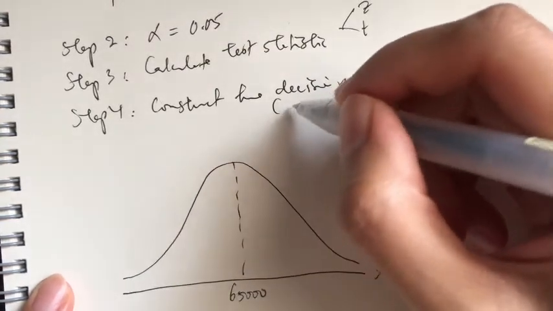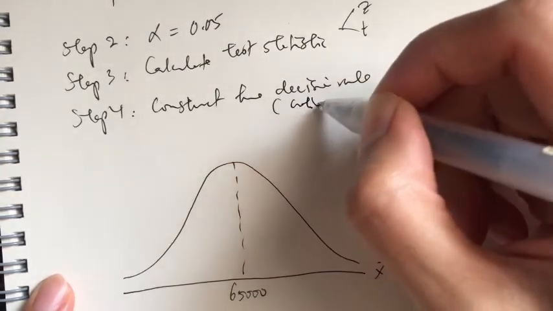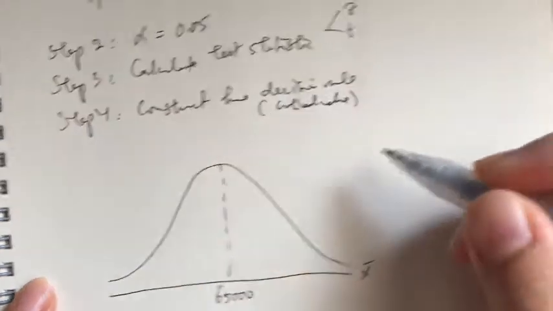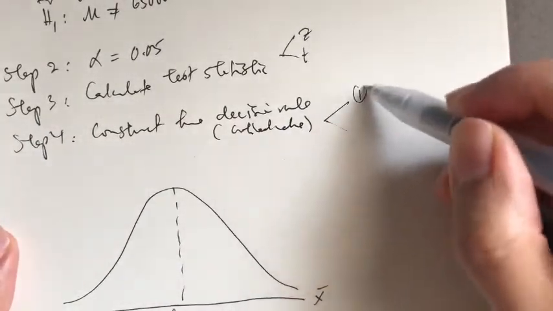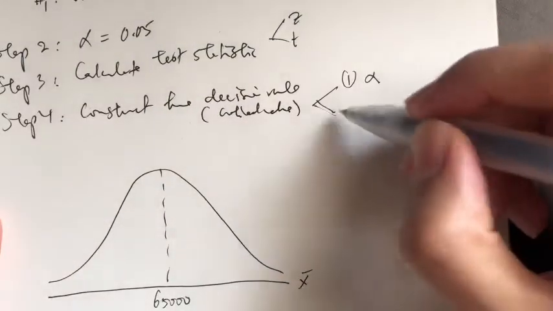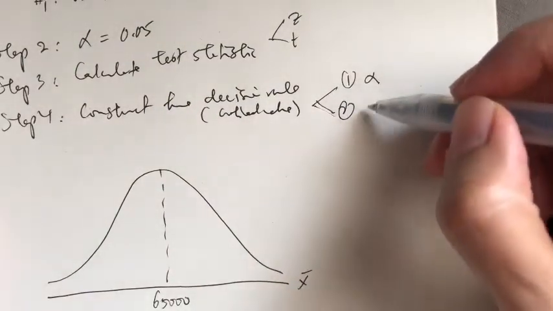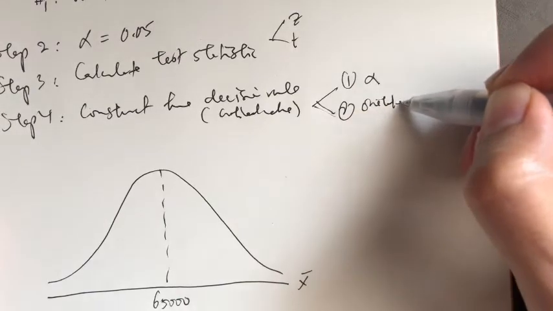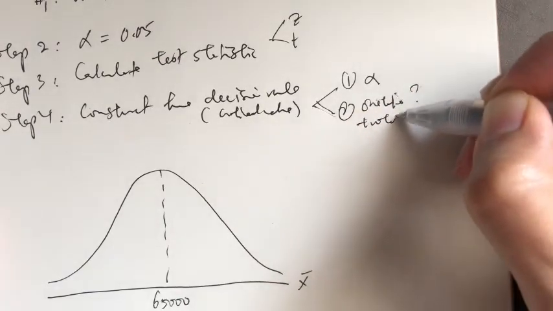We need to know what is our critical value. Okay, how to find the critical value? Like before, we need to know two things, right? The first thing we need to know is what is our alpha, which is known. It's given to us, 5%. And we need to know whether our test is a one-tailed or a two-tailed test.